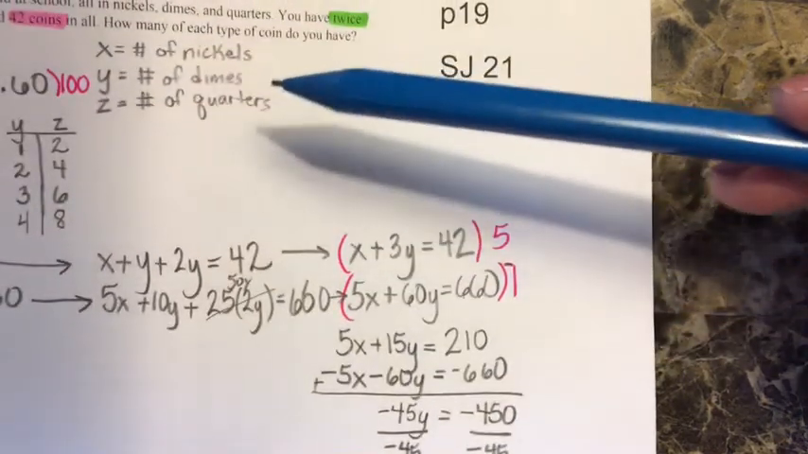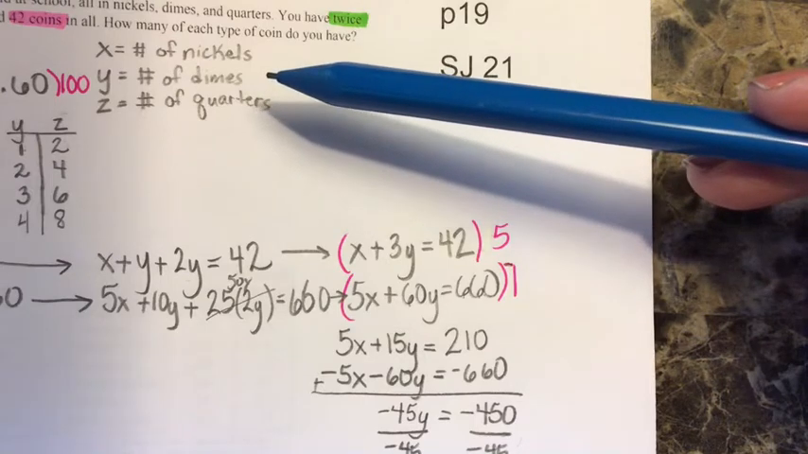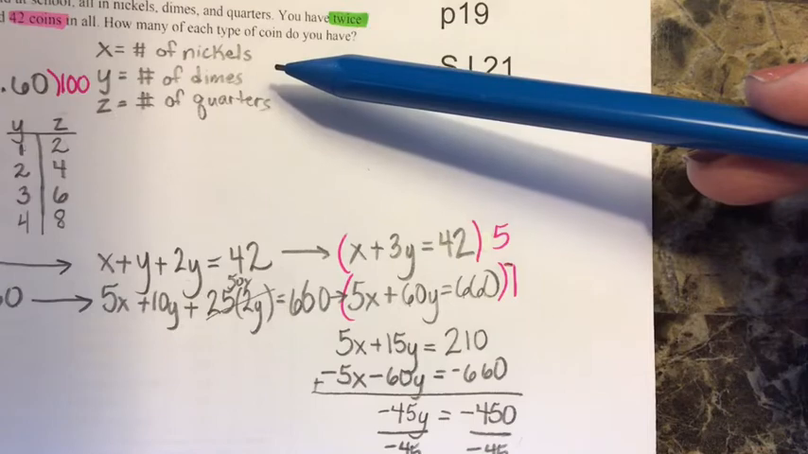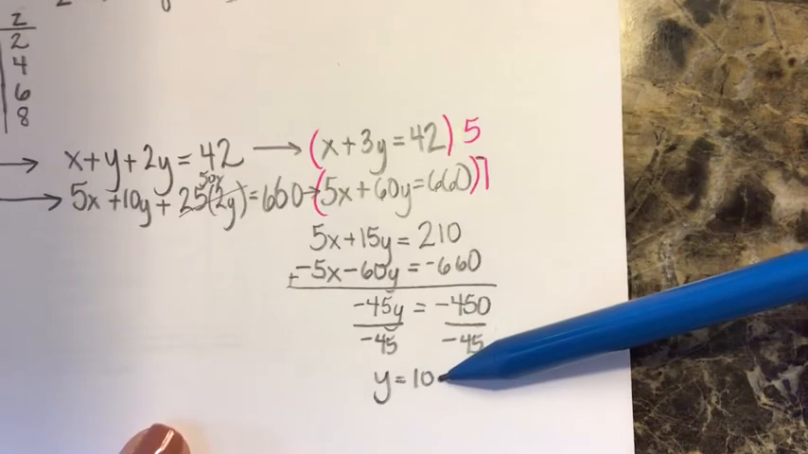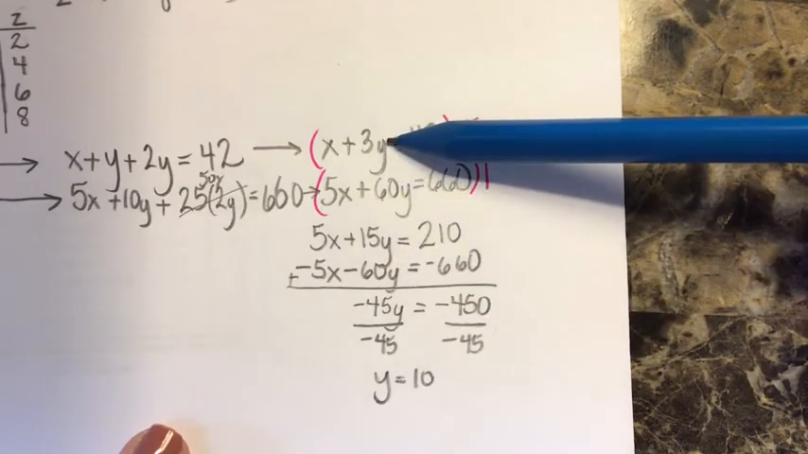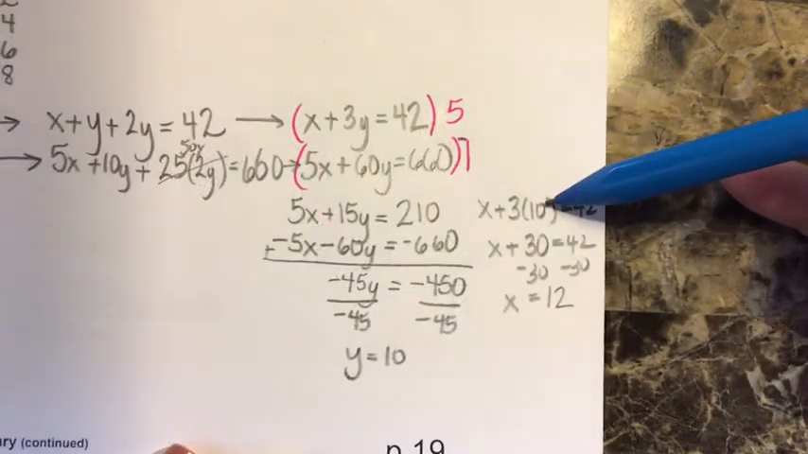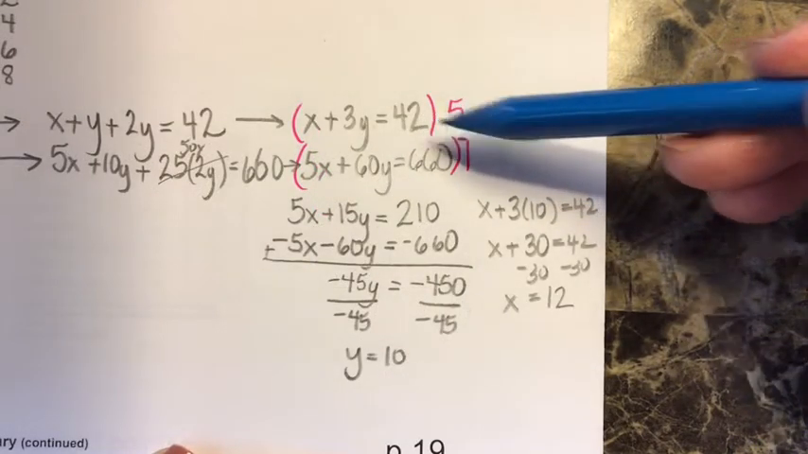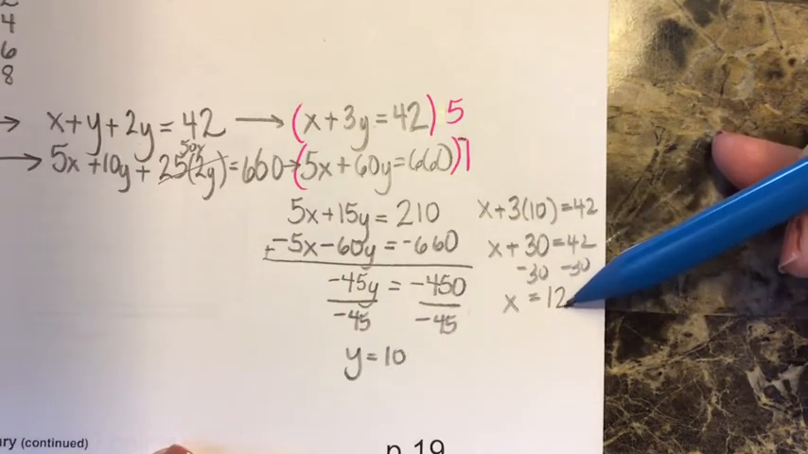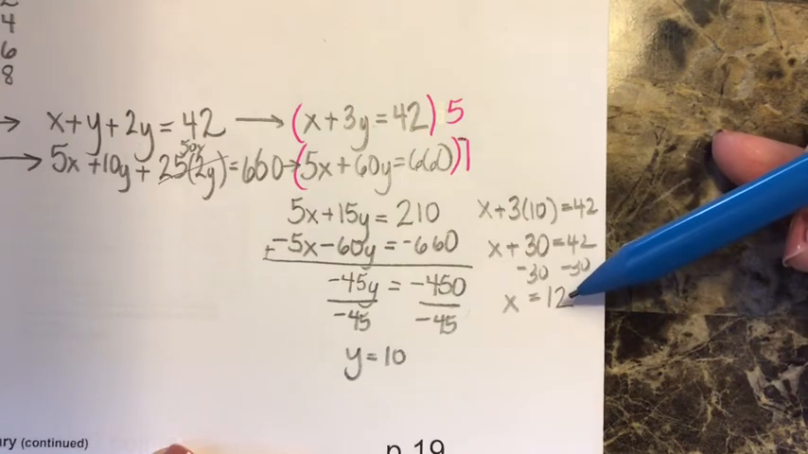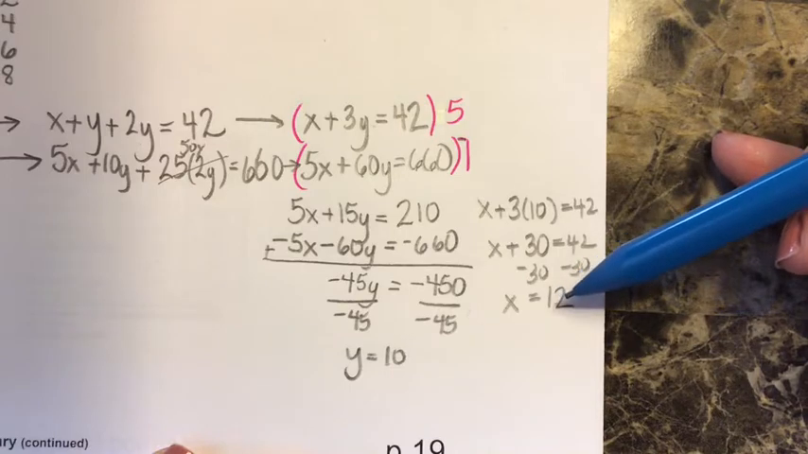That means that I have 10 dimes in the coins that I have. Next, I need to find my number of nickels. I'm going to take the answer of 10 and substitute it into this top equation, x plus 3y equals 42. I substituted 10 into that equation. I multiplied and got 30, subtracted 30 from both sides and got 12. That tells me that I have 12 nickels in the amount of coins that I have.